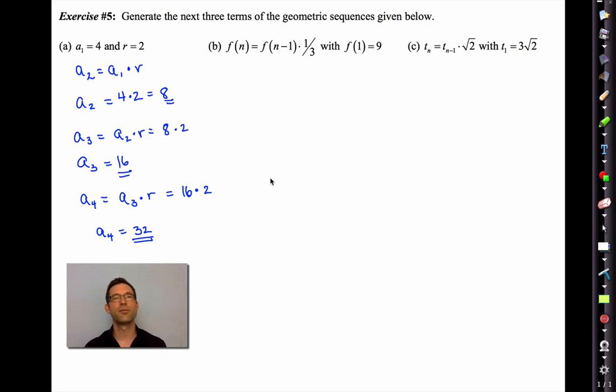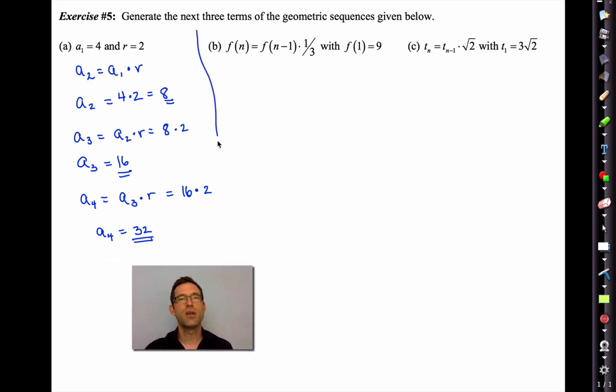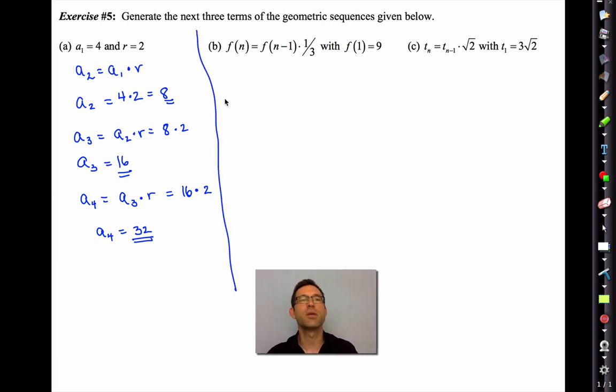All right, simple enough, right? 4, 8, 16, 32. There is nothing that says the ratio has to be greater than 1. Now, if the ratio is less than 1, then what's happening, assuming it's positive, is that the values of our sequential terms are going down. So here we're going to generate each term by taking the previous term and multiplying by 1/3.